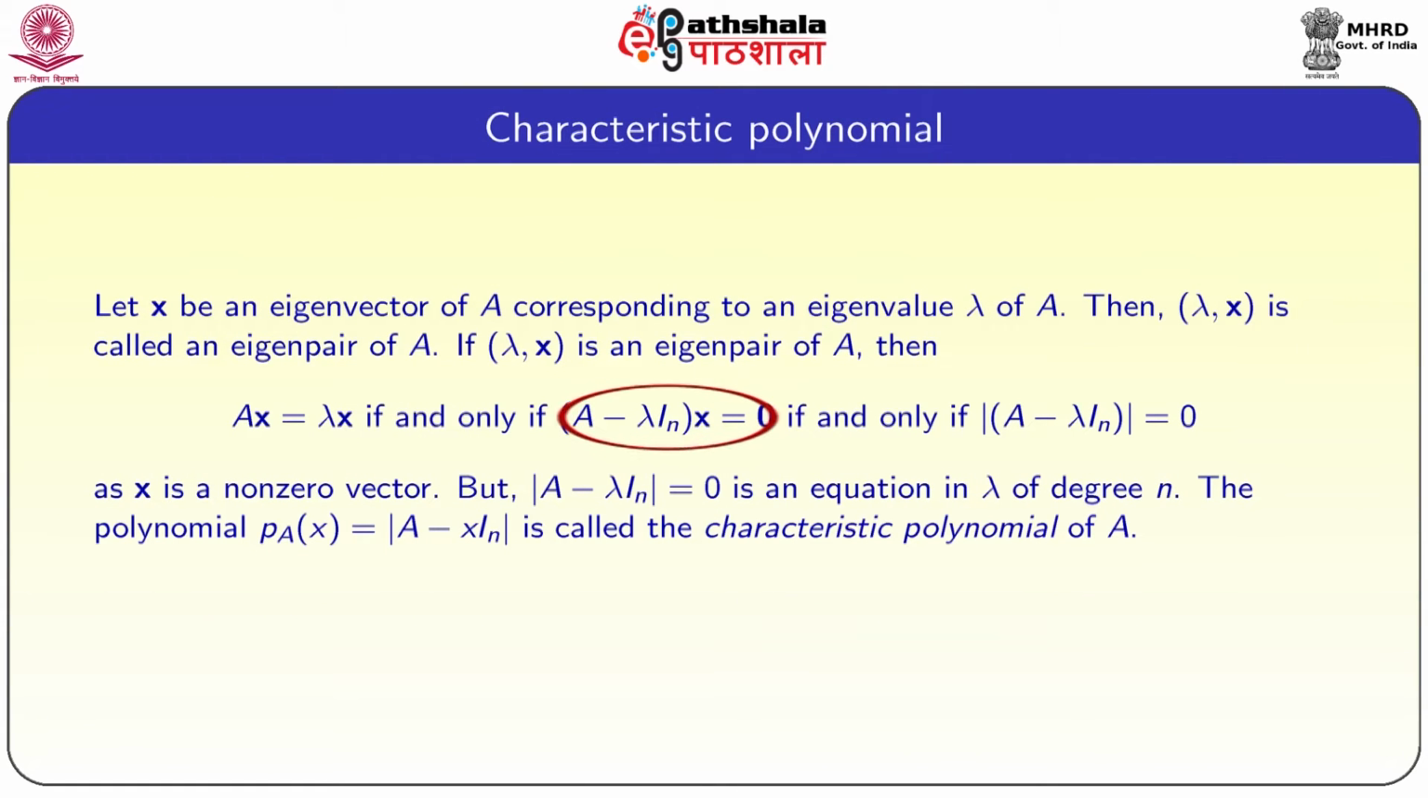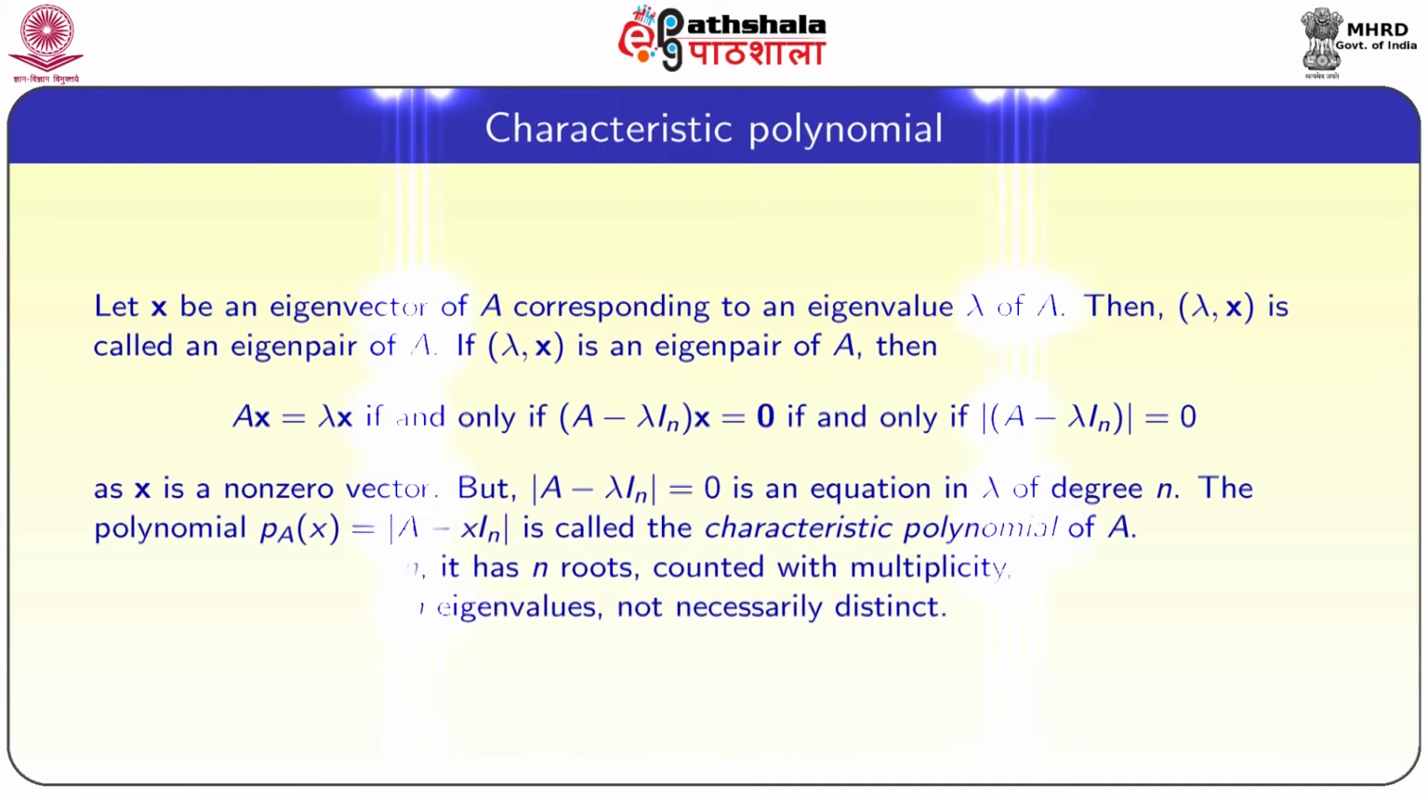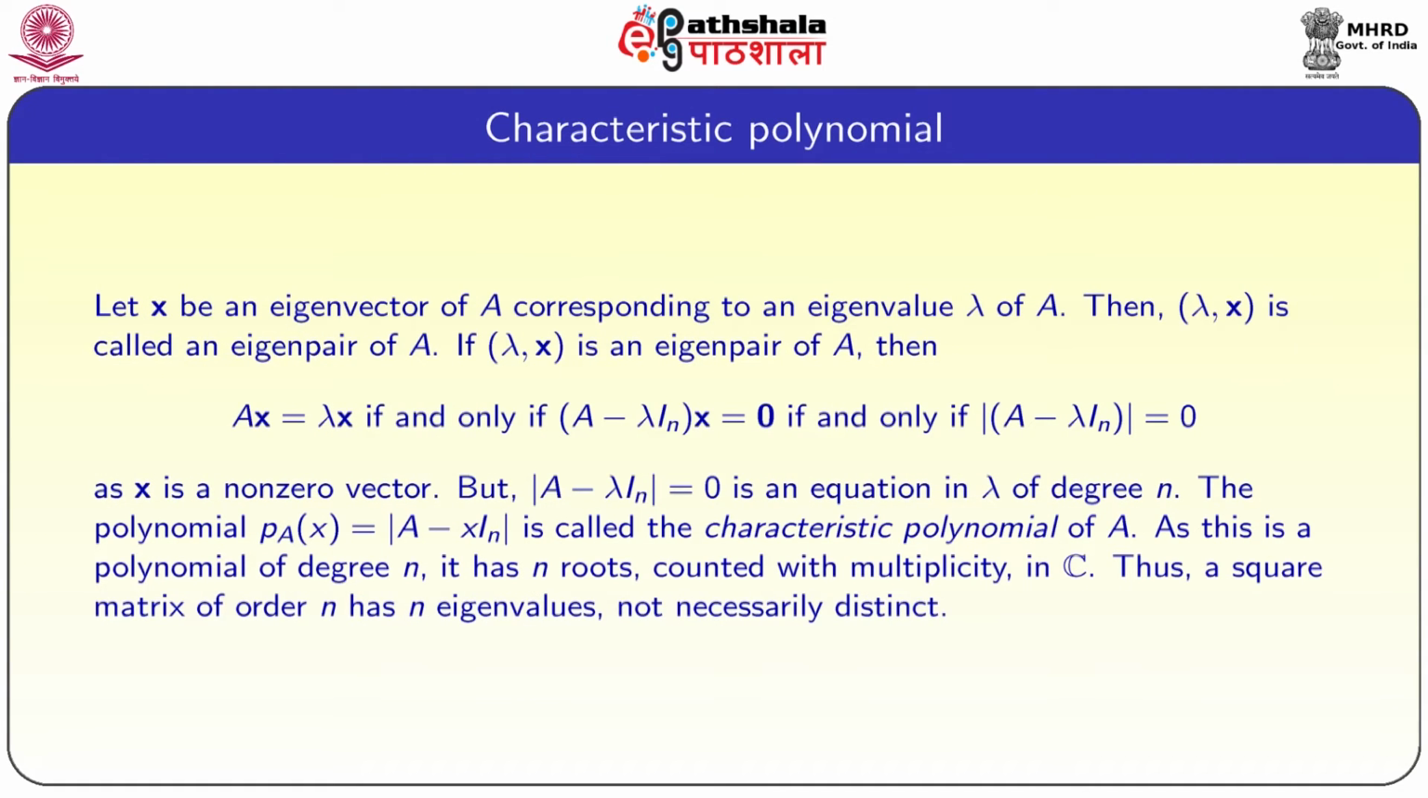But determinant of A minus lambda In equal to 0 is an equation in lambda of degree n. The polynomial p_A of x, equal to the determinant of A minus x In, is called the characteristic polynomial of A. As this is a polynomial of degree n, it has n roots counted with multiplicity in C. Thus, a square matrix of order n has n eigenvalues, not necessarily distinct.